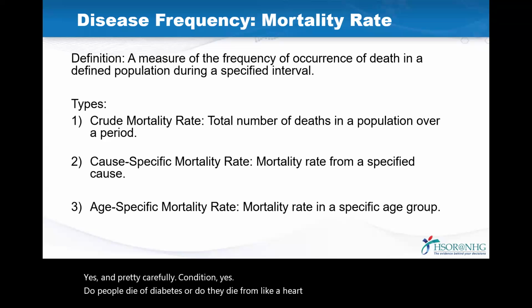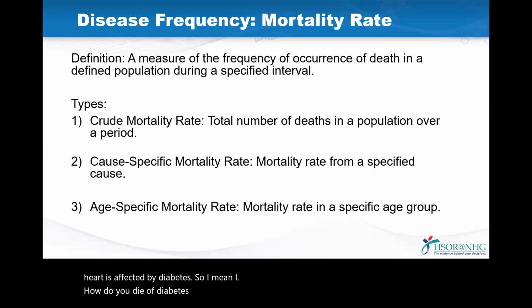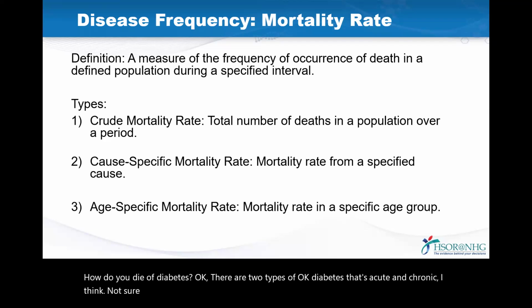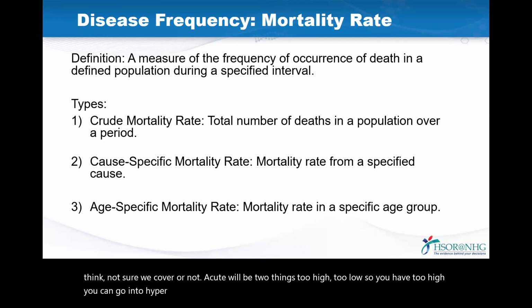Let's just say your heart is affected by diabetes. So how do you die of diabetes? There are two types of complications, acute and chronic. I'm not sure you covered it. Acute will be two things: too high, too low. If it's too high, you can go into hyperglycemic shock. There's this thing called HHNK, where when you have a high sugar level, you can go into a coma.